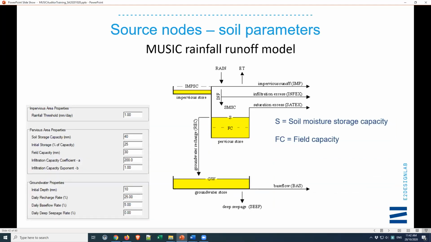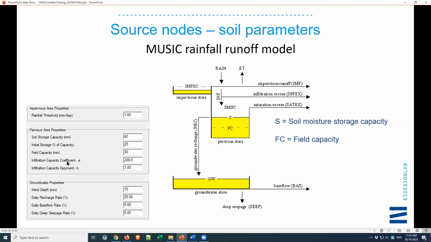So in terms of soil parameters, on the left, these are the parameters that MUSIC takes as inputs, and this is a conceptual outline of the rainfall runoff model in MUSIC. So you have your rainfall threshold, which is how much water can be stored in an impervious area before it generates runoff. And then you have your pervious store representing any soil or vegetated areas. The key parameters for that are the soil moisture storage capacity and the field capacity. They're generally the most influential parameters of the various ones representing the pervious store. So they're the most critical ones to get in the ballpark, essentially.